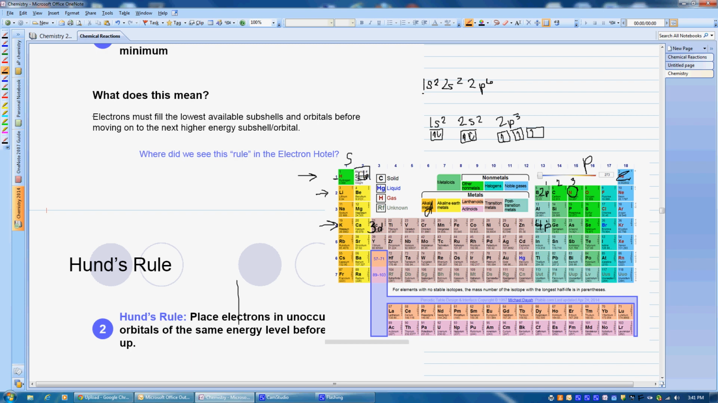Now if we draw our boxes in, our s is going to be full, 1 up, 1 down, 2s2. And then 2p again, 3 orbitals, so we have to draw 3 boxes, and my boxes are horrible here. We would put 1 electron in each, empty bus seats, remember, and then come back and double up until we used all 6 of our electrons. So this one is equal to neon, and this one is equal to nitrogen.